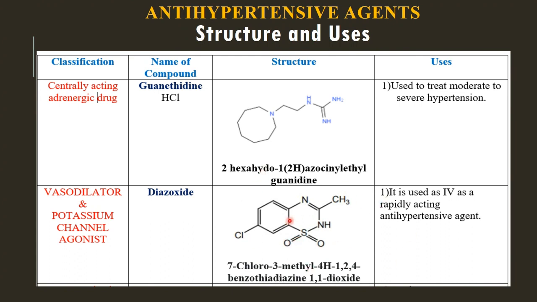Now how do we name this compound? It is 7-chloro-3-methyl-4H-1,2,4-benzothiadiazine 1,1-dioxide. Uses: it is used intravenously as a rapidly acting antihypertensive agent.